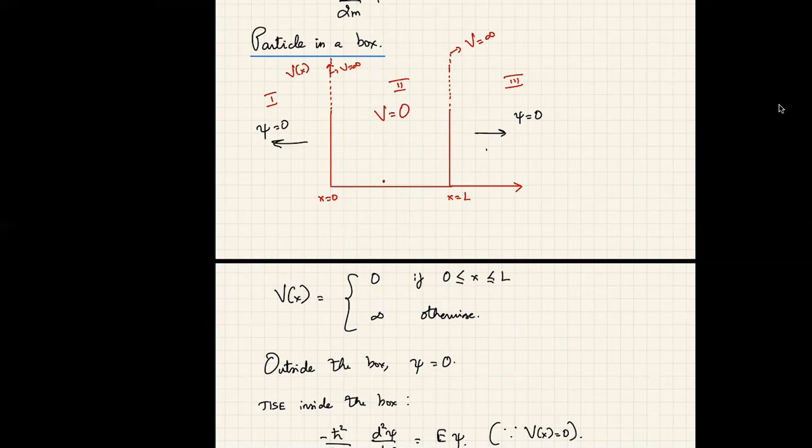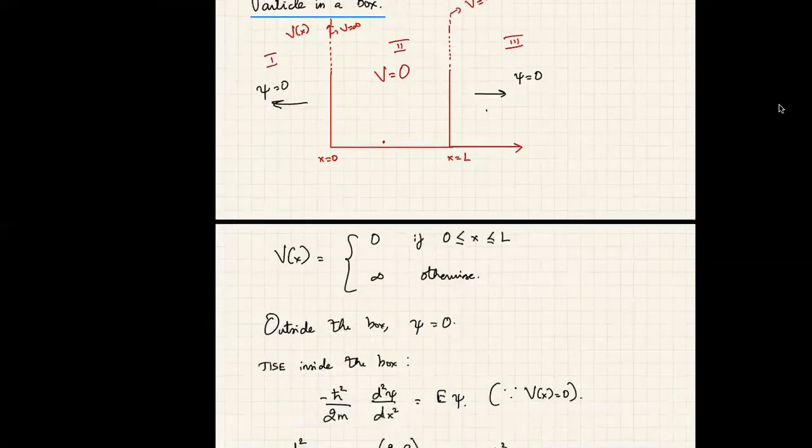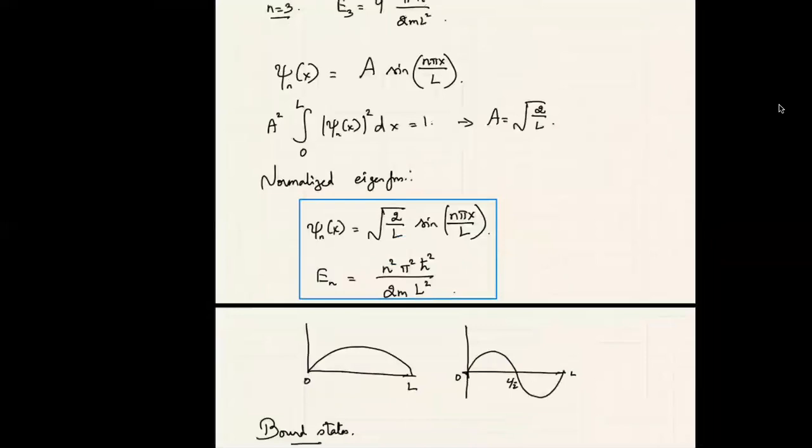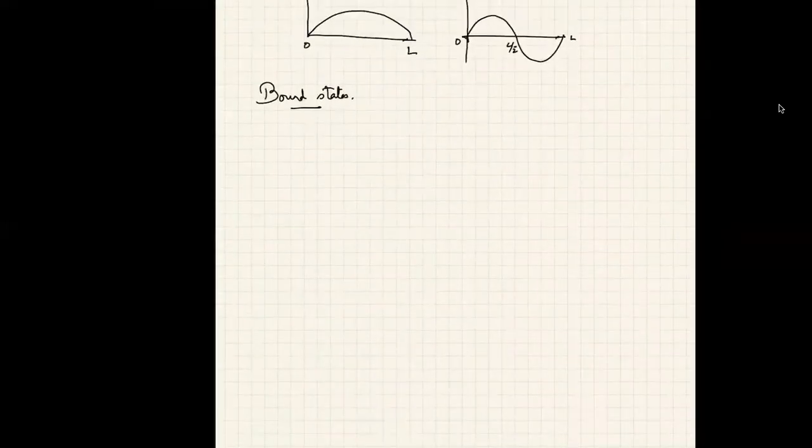So the bound state wave functions have the characteristic that the definition of these is that psi as x goes to plus minus infinity would be 0. So this is an example of a bound state wave function.